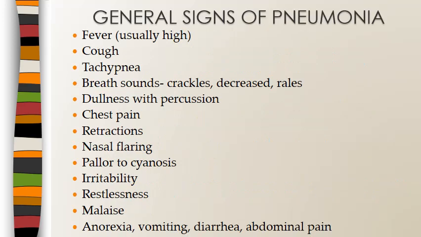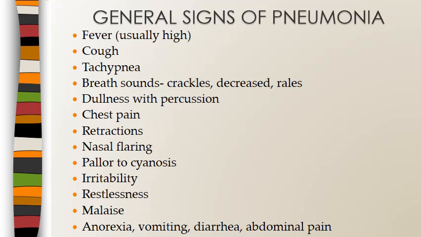So the general signs and symptoms that we do see with pneumonia are a fever, usually pretty high. The children will have a cough, they'll be tachypneic. When we listen to the breath sounds, they will have rales and crackles because they do have wet lungs. And we'll also hear decreased aeration in their lungs, and we'll hear decreased or even absent aeration, especially in the areas of consolidation where the pneumonia is located. When we percuss their lungs, we'll hear a dullness.